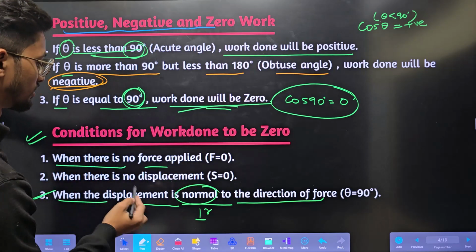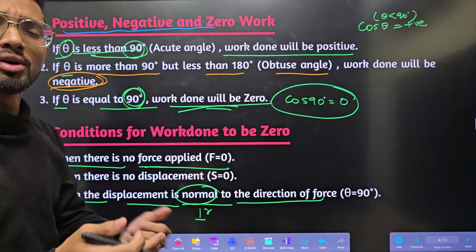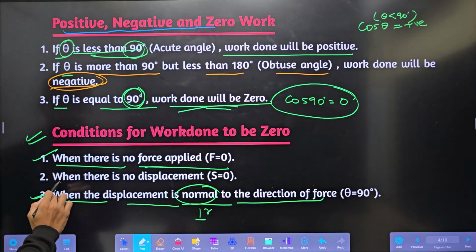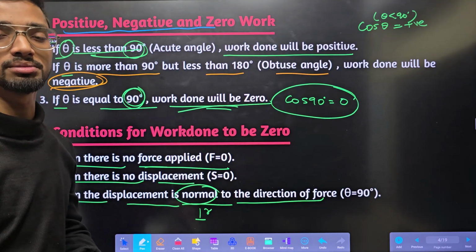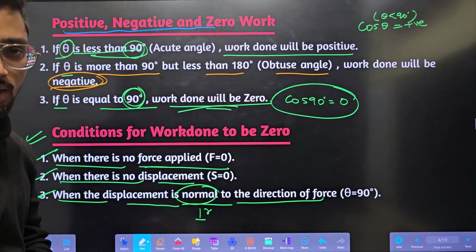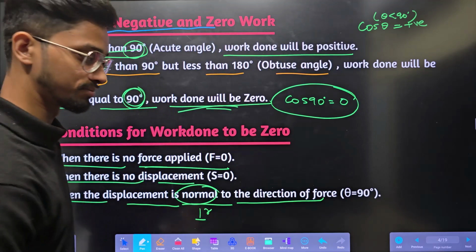Second thing, when there is no force applied, there will be no work. Simple. When there is no displacement, I'm applying the force, but there is no displacement, at that time also work done will become 0. Easy. Positive, negative, and 0 work.